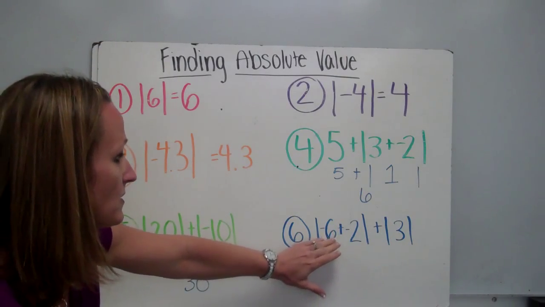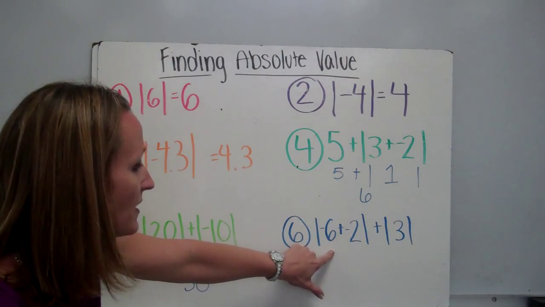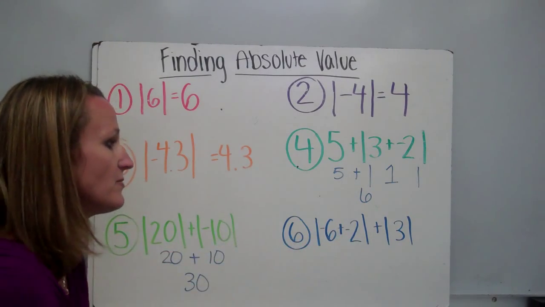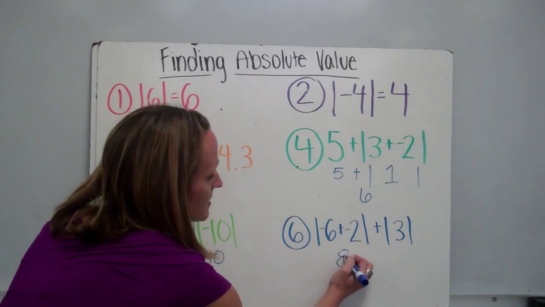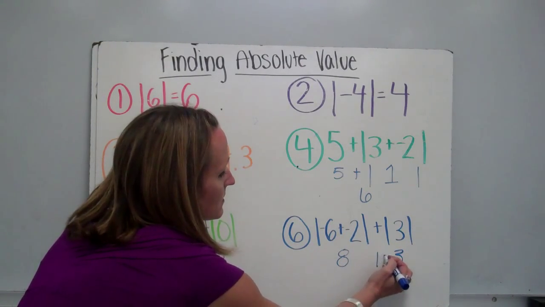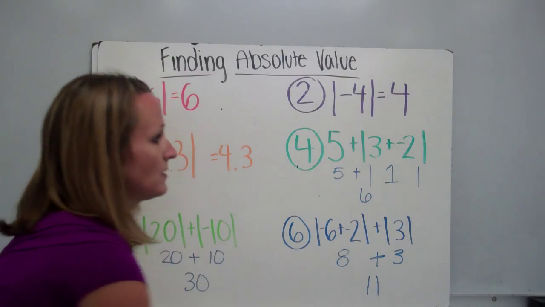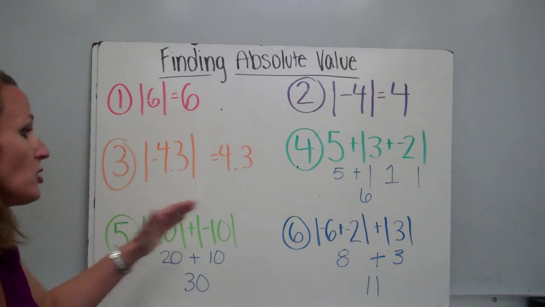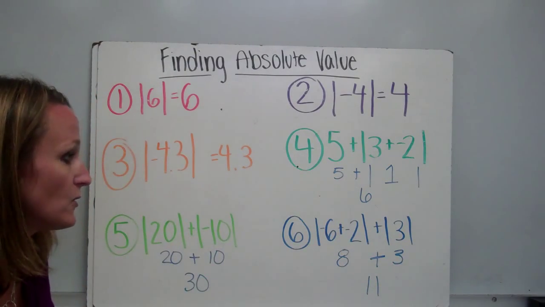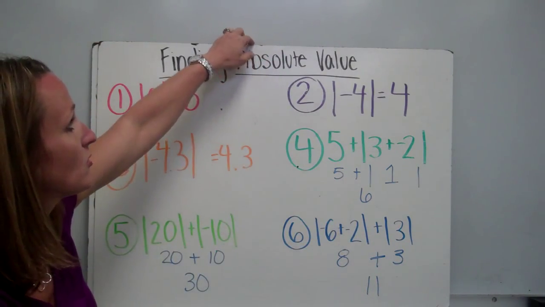And then we have this one. Two problems to solve. The absolute value of negative 6 plus negative 2. This gives you negative 8, but your absolute value would just be 8. Plus, the absolute value of 3 is 3. So your answer is going to be 11. So remember, use your absolute value symbols like parentheses and solve what is inside first. And then do your further work.